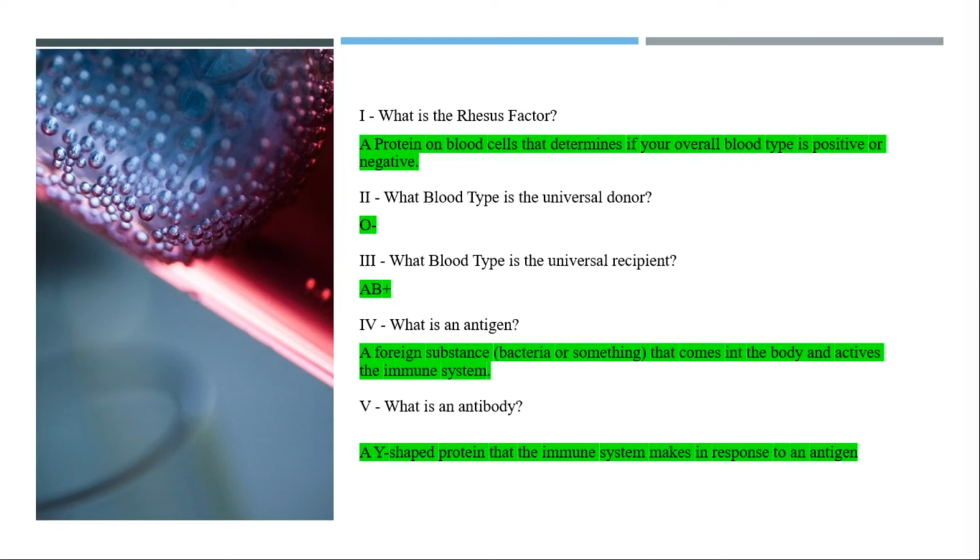O negative is going to be our universal donor. Loves to give things to people. And then AB positive is going to be our universal recipient. Loves to take.